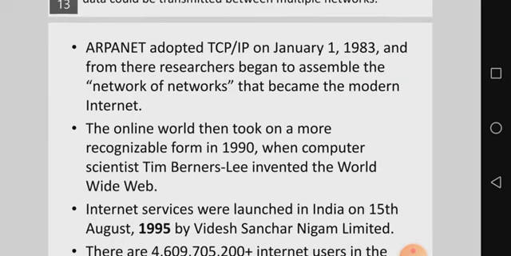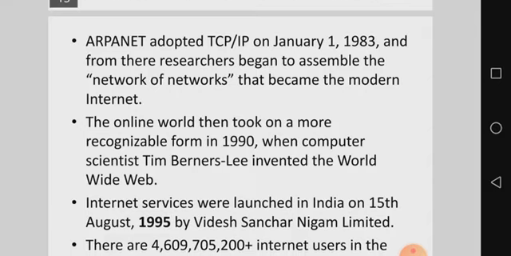ARPANET adopted TCP/IP on January 1, 1983, and from there, researchers began to assemble the network of networks that became the modern internet. You can understand that initially the network was only for governments, and later on they included business organizations, and nowadays everybody has access to the internet.